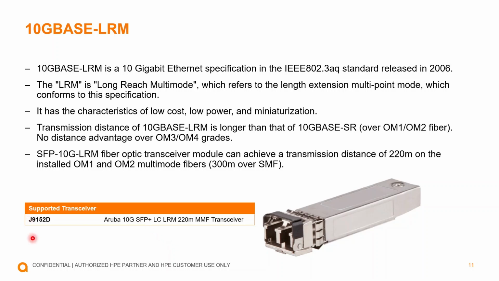The new transceiver J9152D will support LRM capability in the 6200 series of switches. So there comes the major question: why are we doing the 10 gig LRM? Enterprise customers as well as higher education customers are still using OM1 and OM2 fibers. To support these customers, we introduced support for 10 gig LRM in our switches.